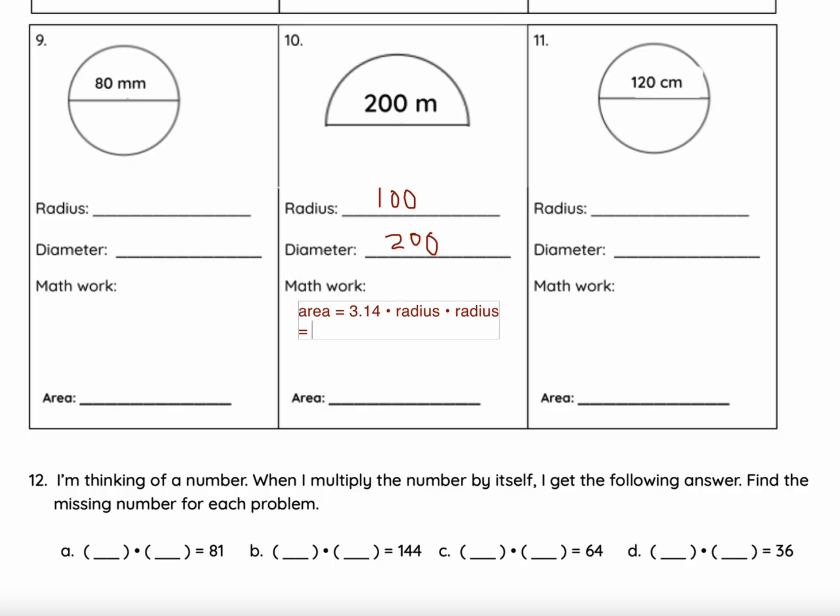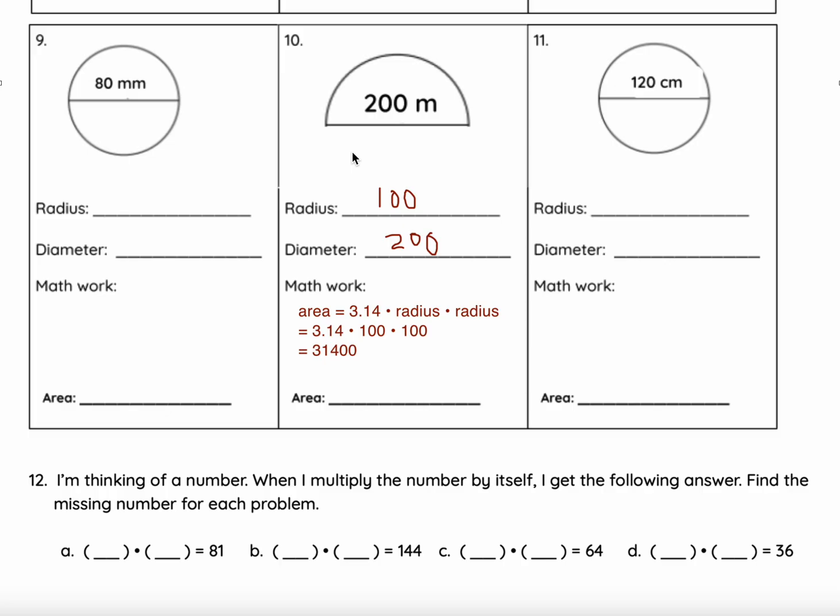So we have 3.14 times 100 times 100. Now, I could use my calculator. We could also do this in our heads by just adding some zeros or moving the decimal point. In this case, we have 1, 2, 3, 4 zeros, so we'll need to move the decimal point 4 places over. And when we do that, we will have 3, 1, 4, and then 2 more zeros. And the decimal point would go here. So we have 31,400.